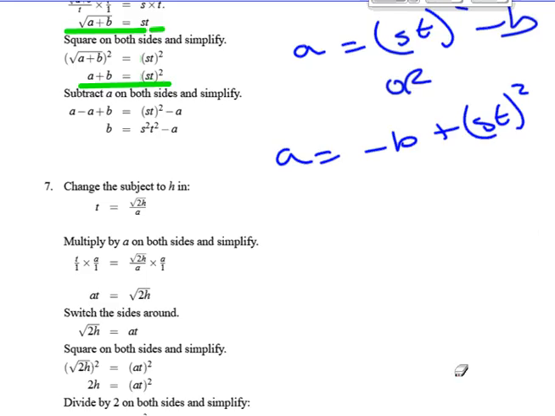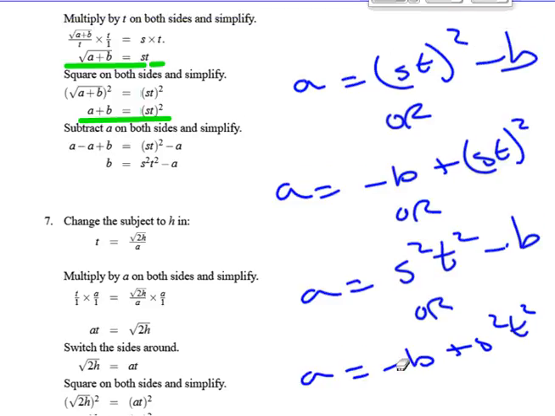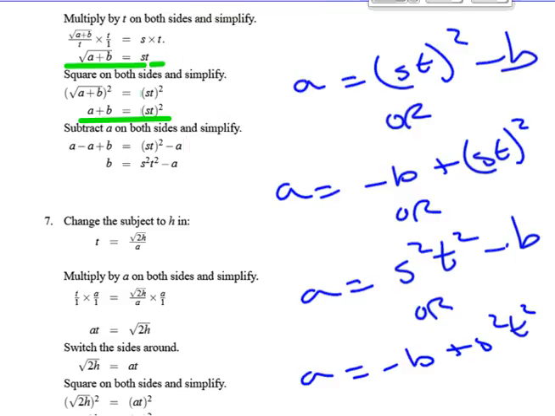Or a equals s squared t squared. I get rid of that bracket, minus b. Or a equals minus b plus s squared t squared. Again, all of those are possible options. Which one is actually the preferential out of all of them? Which one is the most correct out of them all? The last one, because I have no brackets and b comes before s. So I've actually put into alphabetical order. But they could give you any of these four, and any of these four are actually correct.